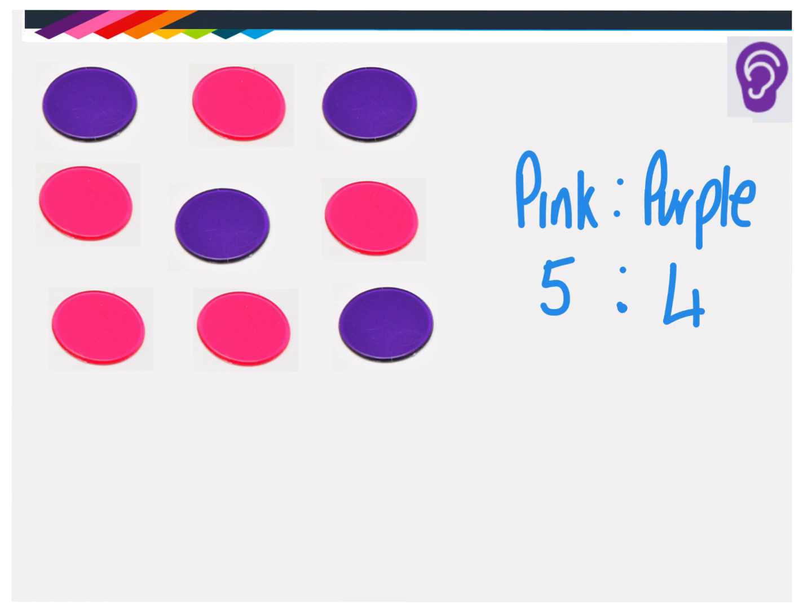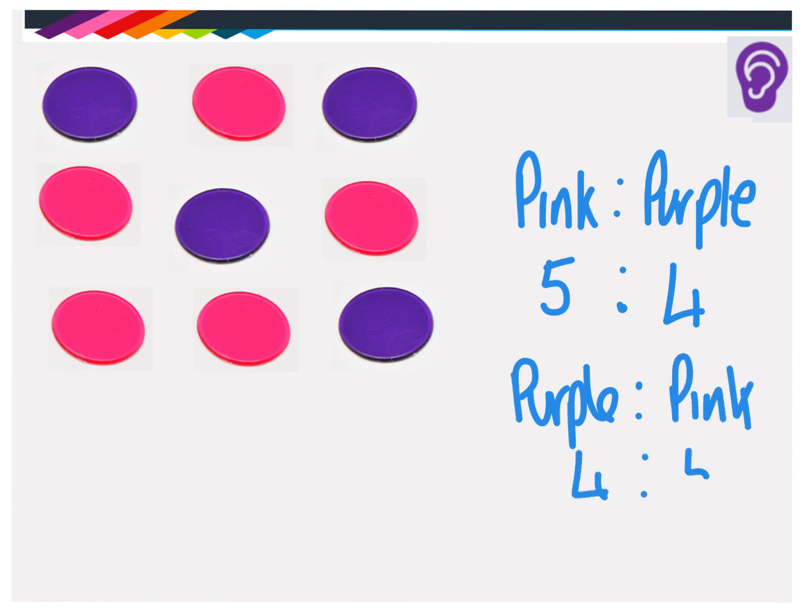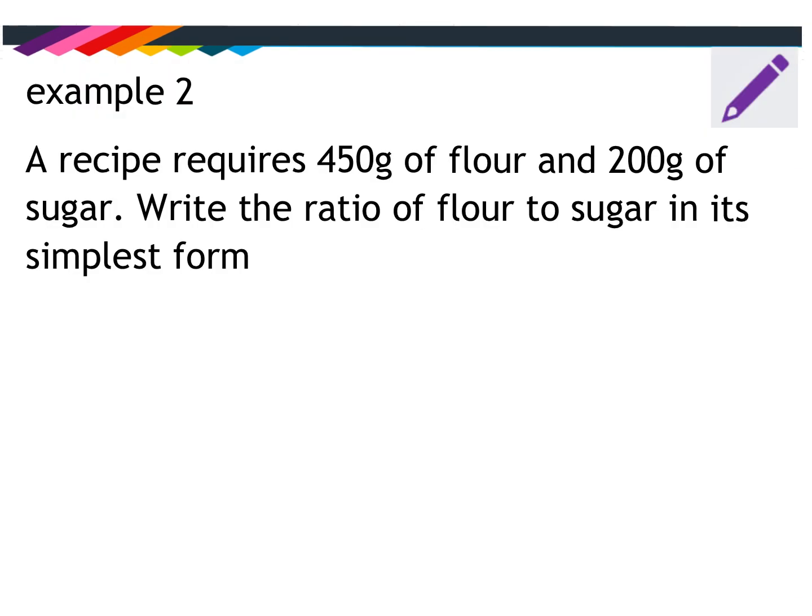Now if I was to do it the other way round, I could also say the ratio of purple to pink therefore is 4 to 5, and it's just switching it around. But when you're reading the question, they will give you the ratio in the order they want it to be written as. So here is an example where it's in a story. A recipe requires 450 grams of flour and 200 grams of sugar. Write the ratio of flour to sugar in its simplest form.